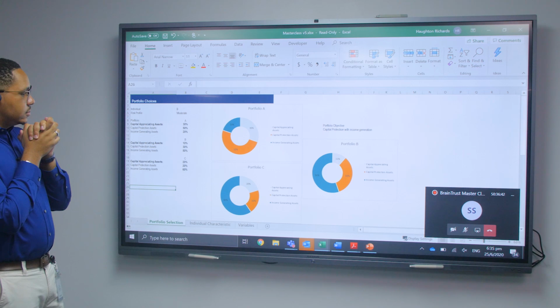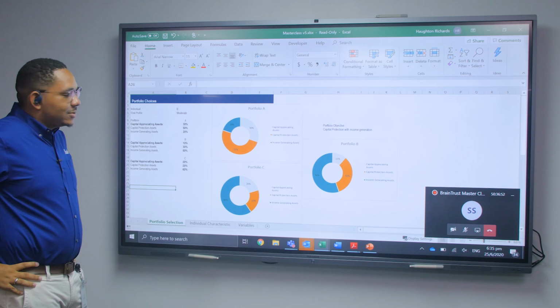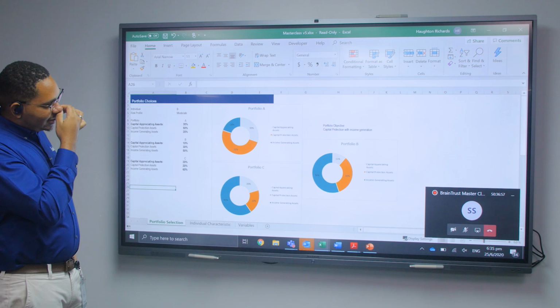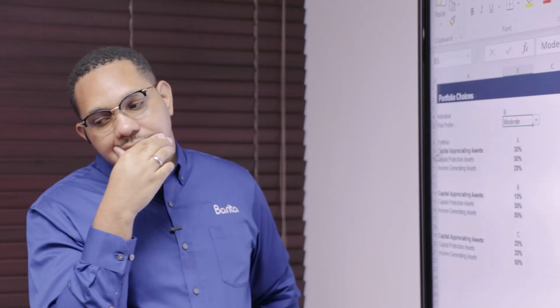How do we reach B? We're not picking the profile yet. We don't know what person B is. I mean, it's conservative straight up, because the truth is the capital protection is a big factor. So what profile are we going to be? We're moderate? Yes. Why is that, Sean?